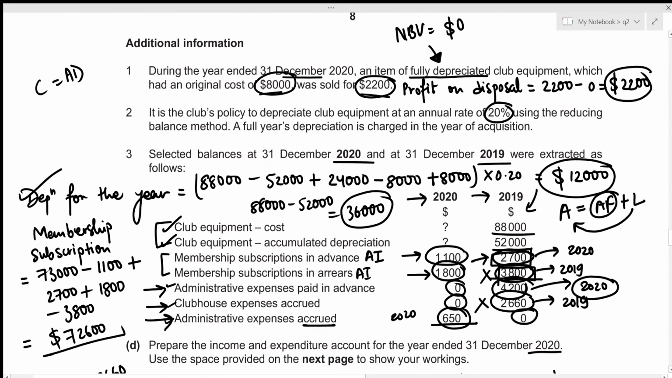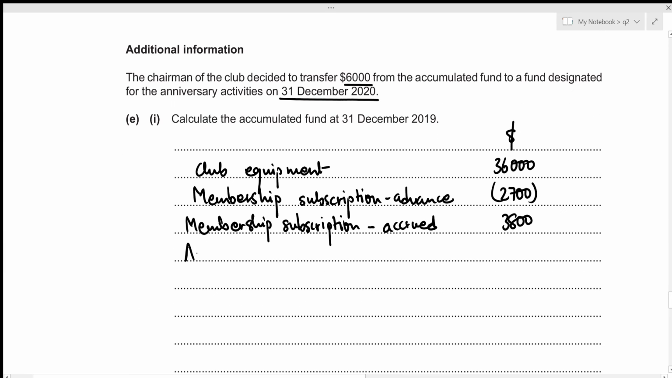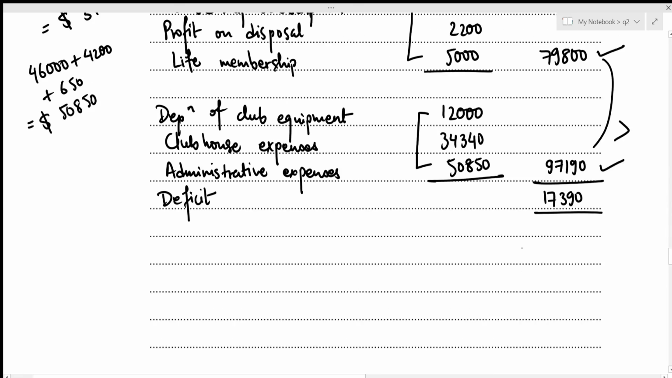Then we have our administrative expenses paid in advance. So this is an advance payment, right? Which means that we are yet to receive the services for this value. So this will be our asset, and we need to include this value of 4,200 in our statement. Let's do that. So administrative expenses advance, which is 4,200. Okay.